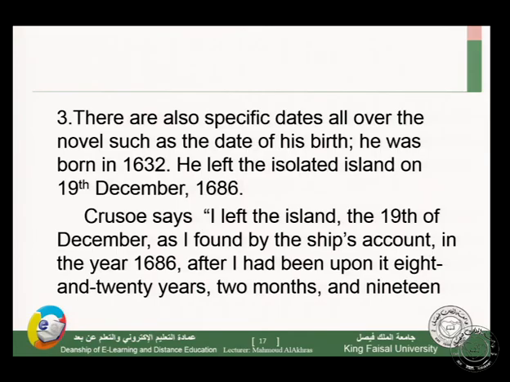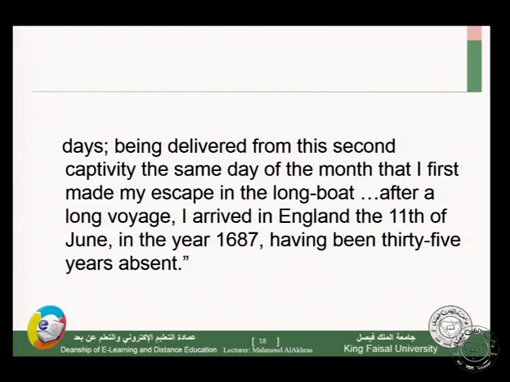Crusoe says, "I left the island on the 19th of December, as I found by the ship's account, in the year 1686, after I had been upon it 28 years, 2 months and 19 days, being delivered from this second captivity the same day of the month." So we can sense the originality of date and the use of setting. "After a long voyage, I arrived in England the 11th of June in the year 1687, having been 35 years absent."